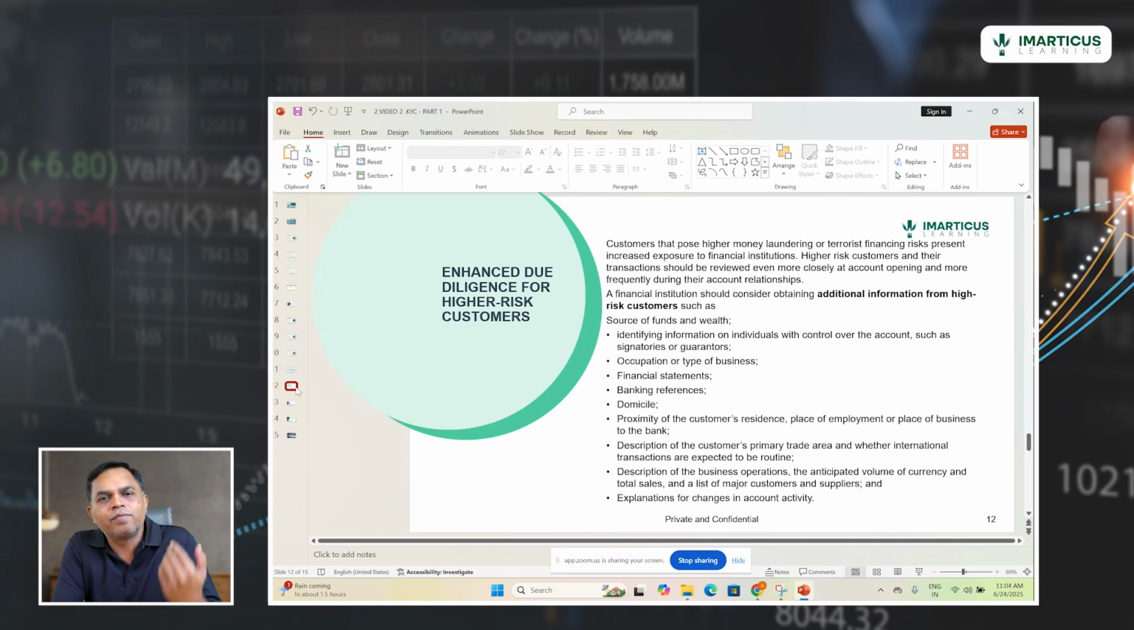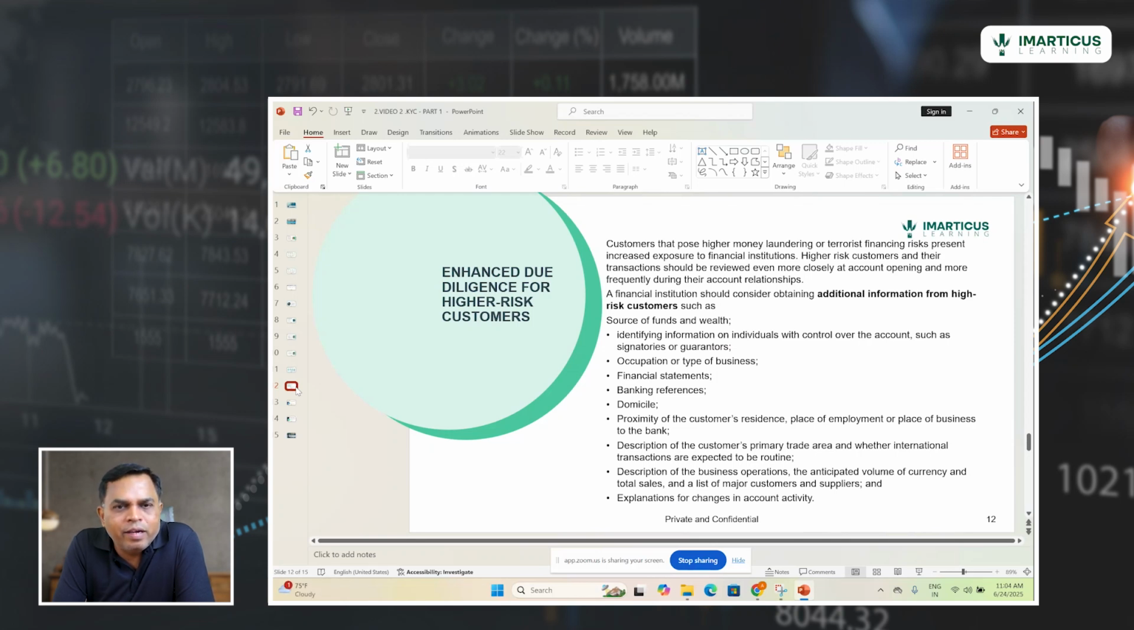Now, what is a source of fund check? Normally, when clients have a relationship with the bank, they bring some funds into the banking account or a trading account. The financial institution has to verify the source of these funds and ensure that they are not from illegitimate or money laundering sources.